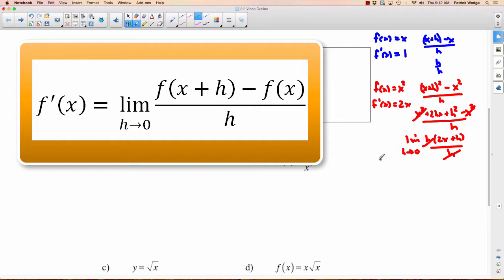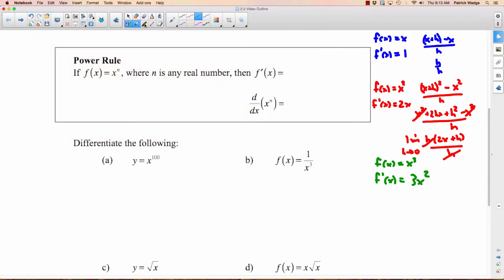Okay, one more. I'm not actually going to do the whole thing. Let's say that f of x was x cubed. We'll probably do this in class, but just to speed things up a little bit, I will tell you that by doing the same thing that we did here, plugging in (x plus h) cubed and then minus x cubed, all over h, that's what we'd have to do to get the derivative, and if you do that, you get 3x squared.